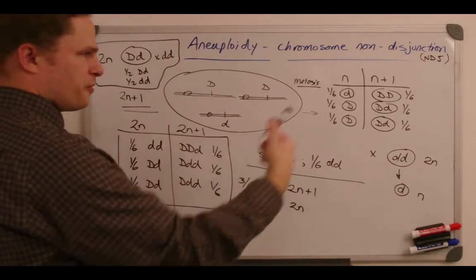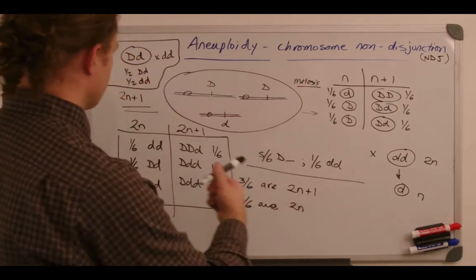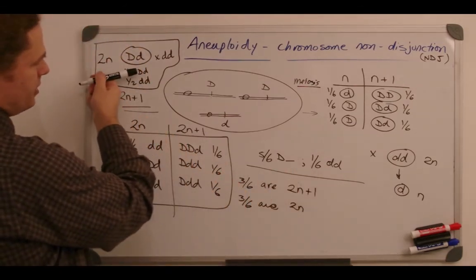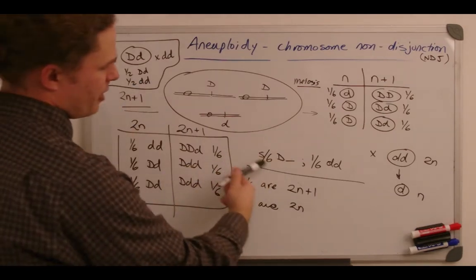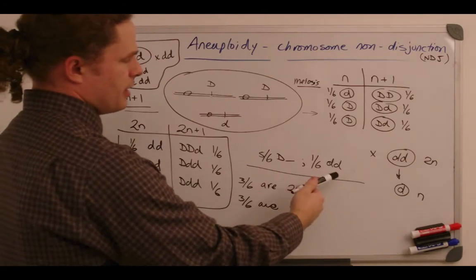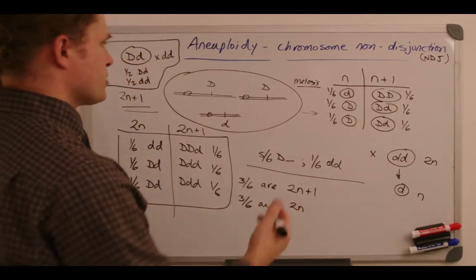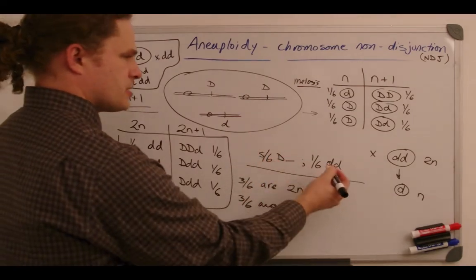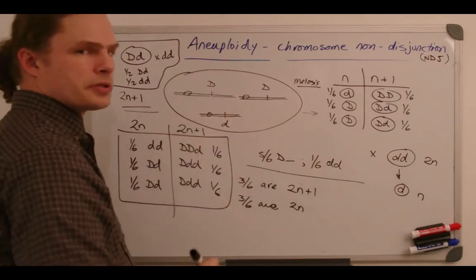Now we have quite a different ratio. We have a 5/6 to 1/6 ratio phenotypically, whereas here we had a 50-50, say wild type to little d phenotype. Now we have 5/6 that are wild type, at least genetically for the D locus, and we have only 1/6 that show the recessive phenotype. So this 5/6 to 1/6 ratio is a tip-off that you may well be dealing with a 2n plus 1 organism.